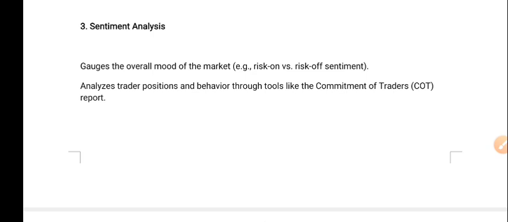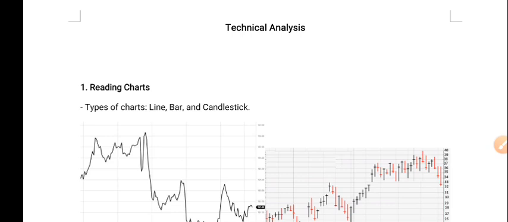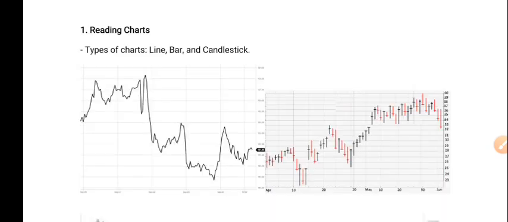However, I'm not talking about any of those two, fundamental and sentiment analysis. I'm talking majorly about technical analysis. So the first thing on our list is reading the charts. So how are we going to be reading the charts? There are different types of charts. We have the line, the bar, and the candlestick chart.